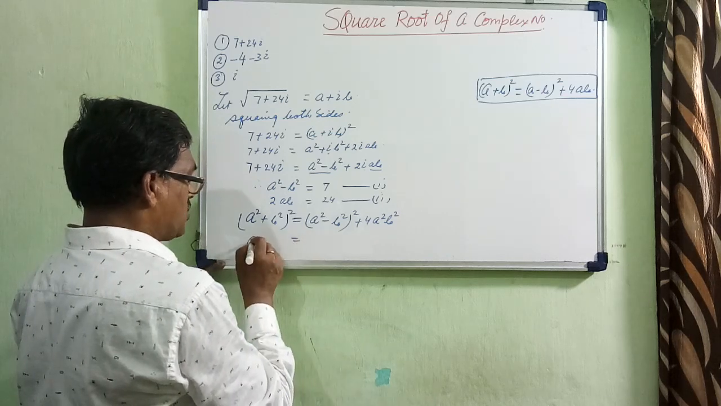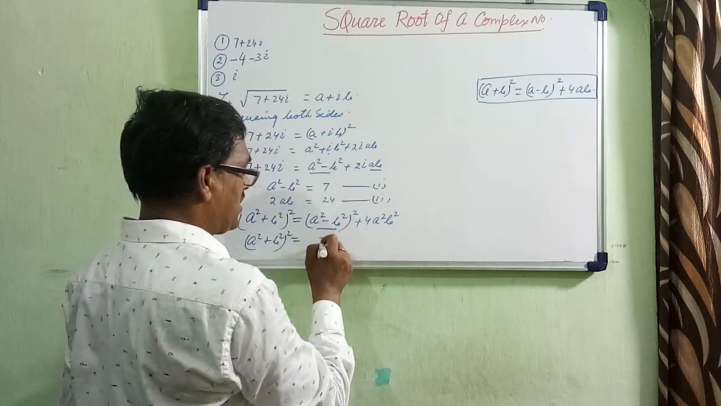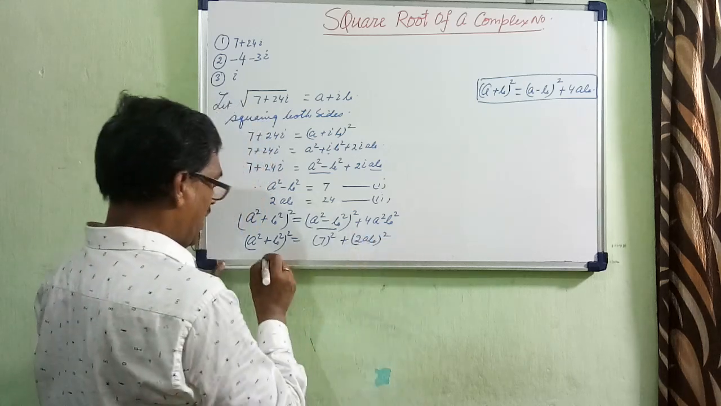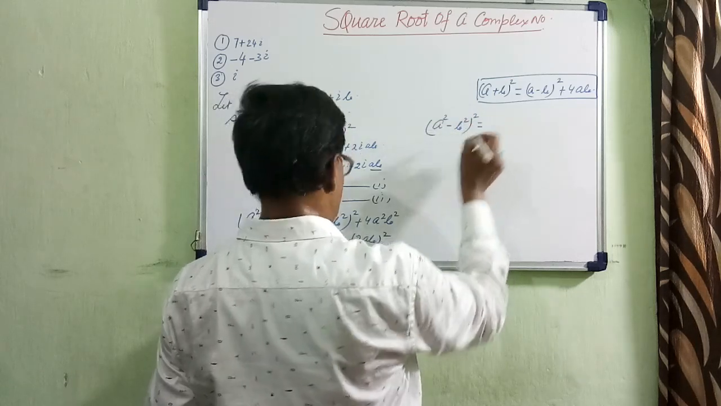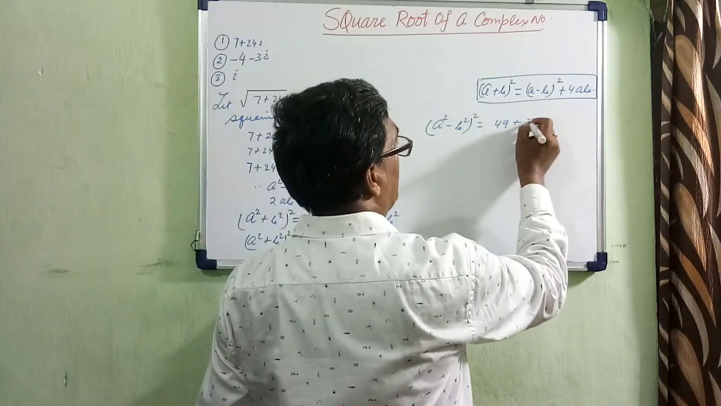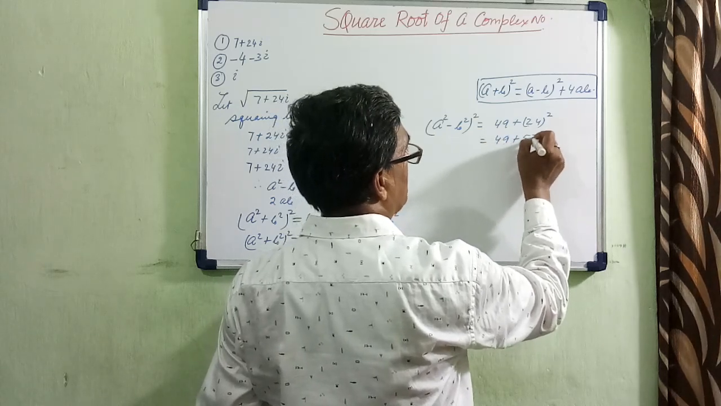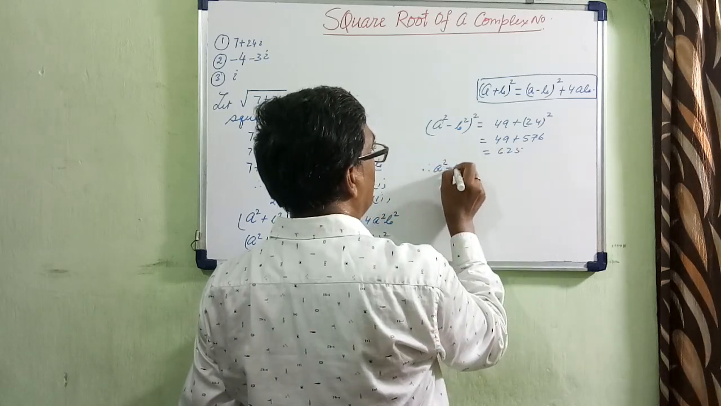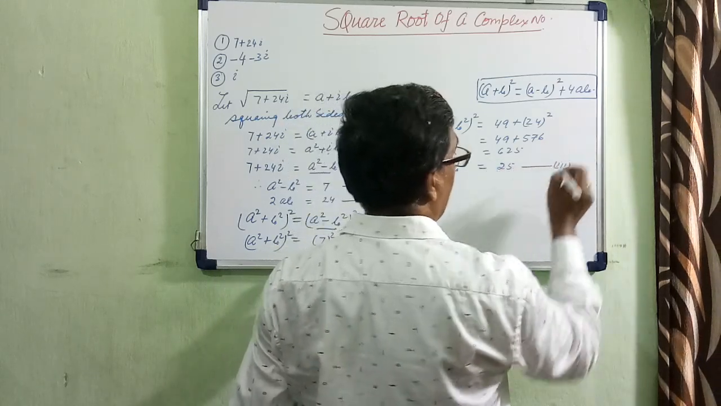Therefore, here (a square plus b square) whole square. What is the value of a square minus b square? 7 square, plus 4 a square b square, which can be written as (2ab) whole square, and so it will be (a square minus b square) whole square is equal to 49 plus (2ab is 24) 24 whole square. So 49 plus 576, is it not 625, and therefore a square plus b square is equal to 25, equation number 3.